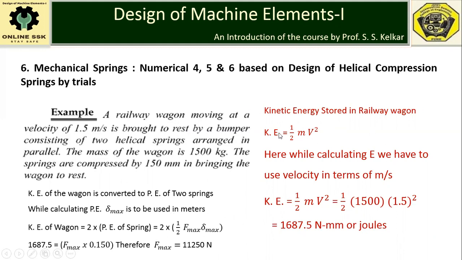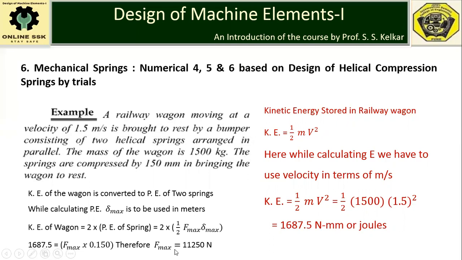Therefore, the total kinetic energy of the wagon is equal to 2 times the energy stored inside one spring, because two springs are used. That is given by 1/2 F max delta max, where F max is the maximum force to which each individual spring is subjected, and delta max is the maximum deflection undergone by each individual spring. So 1/2 mv² is equated with 2 times 1/2 F max delta max, where F max is the only unknown and that will be found out.